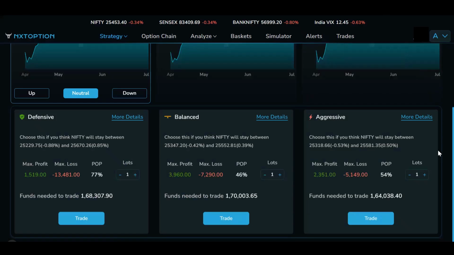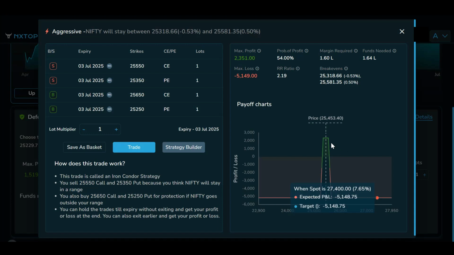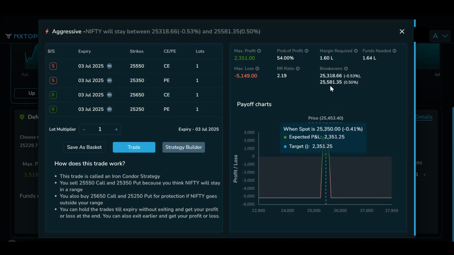And also you can see one more strategy they have given, which is aggressive. Here your loss will be 5,000, profit will be 2,331. Obviously, the range will be tighter. That is, the market should close anywhere between 25,318 to 25,581. So if it closes between these two range, then your profit will be given here. The trades are given here.